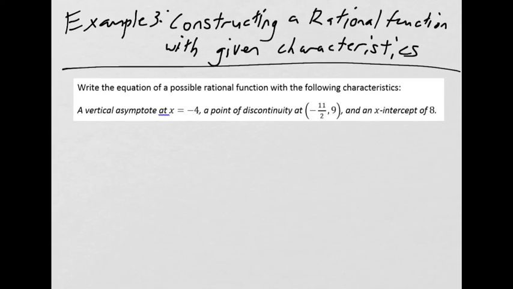So here's a little tougher question. We're going to have to kind of unwind what we've learned today. We're going to write the equation of a possible rational function, meaning that there's many possible answers, with the following characteristics. It's going to have a vertical asymptote at x equals -4, a point of discontinuity at (-11/2, 9), and an x-intercept at 8.